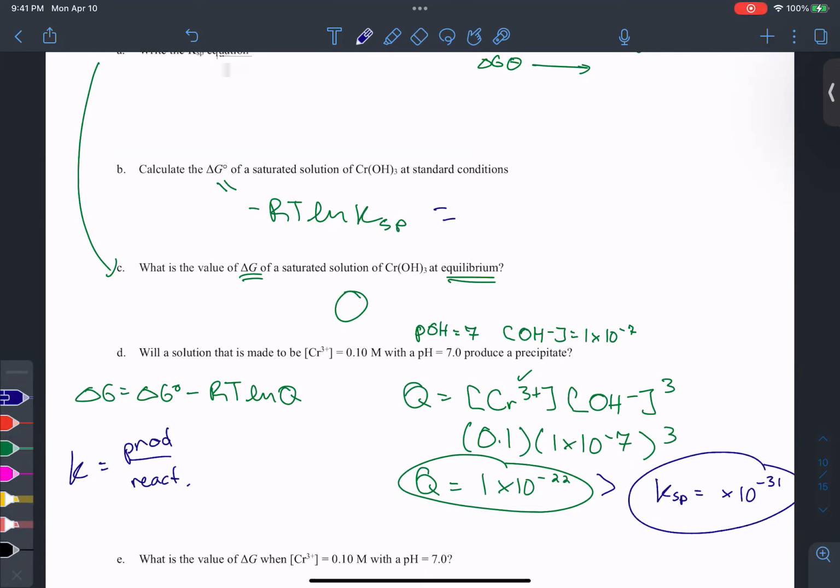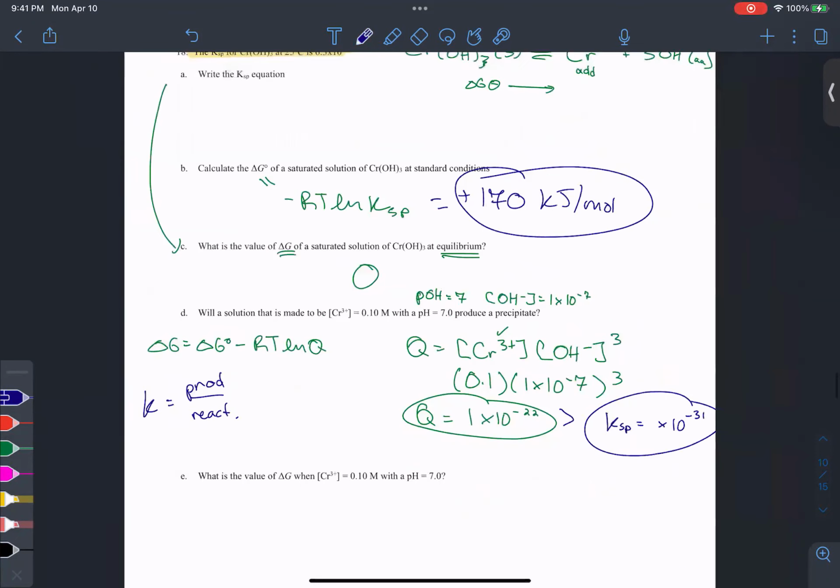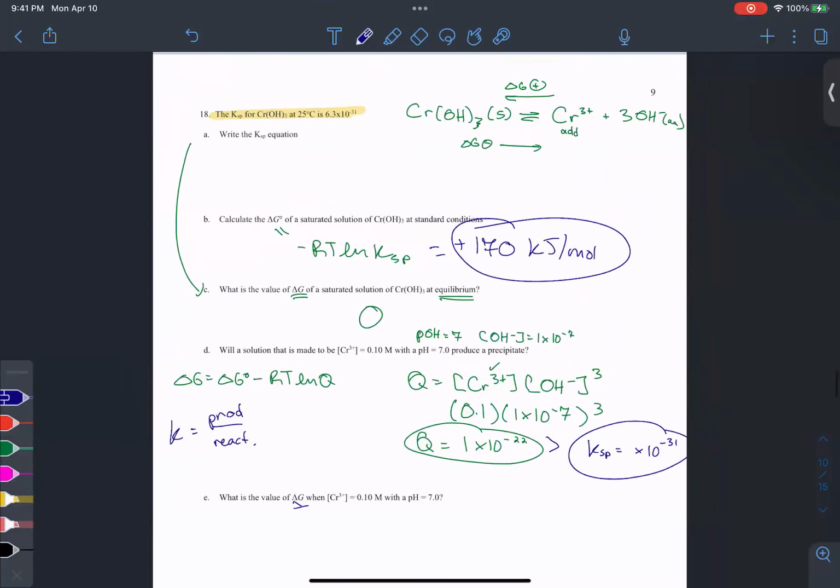It is 170 kilojoules per mole for this reaction. You just plug in the KSP value. So let's actually calculate the delta G value at these conditions. If I'm telling you that the solid forms, that means the reverse reaction is spontaneous.